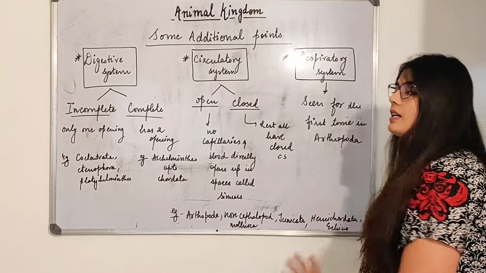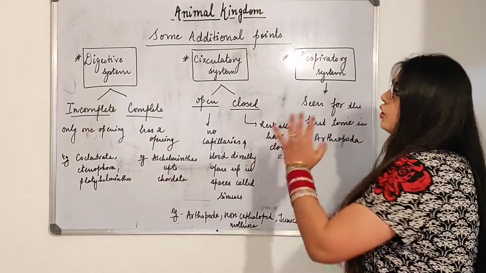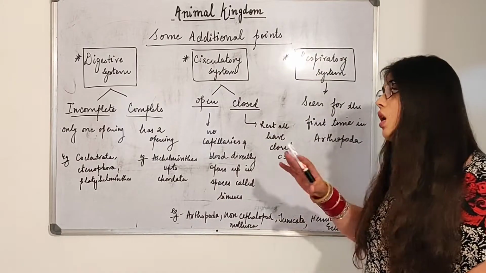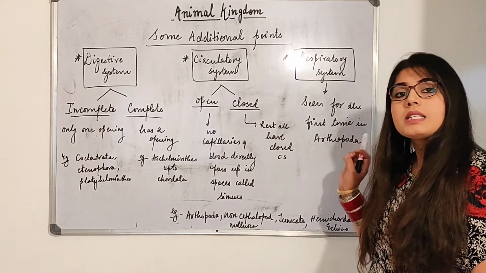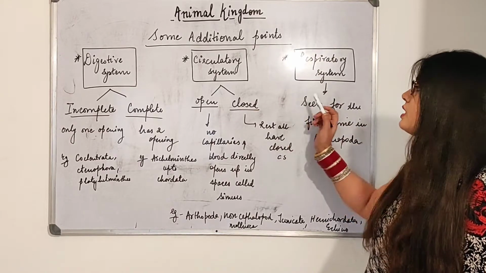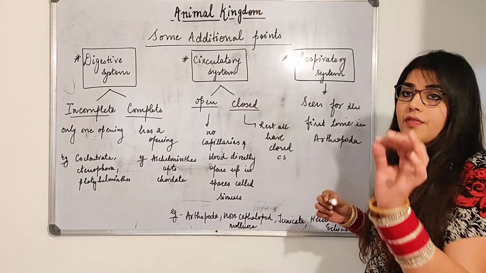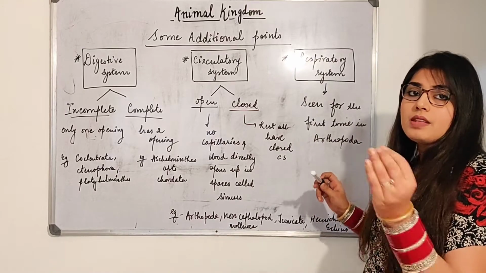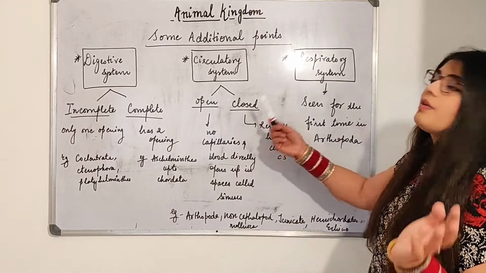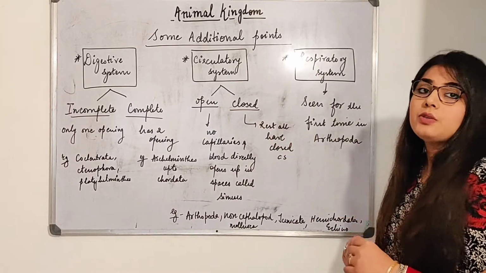There are certain additional points. Remember this, although these will be covered when you will be studying each phylum alone as well. All these points will be covered in detail. But still, this was a must video. You should all note down these points, because for the summary, when you have to summarize just the phylums, you have to see whether it is having a complete or incomplete digestive system, or open or closed circulatory system. This is a very, very important highlight video.